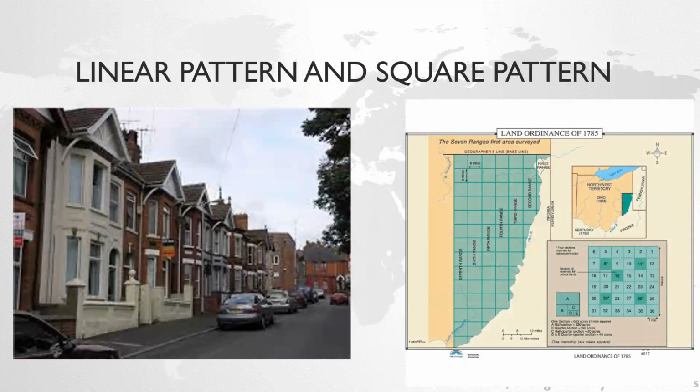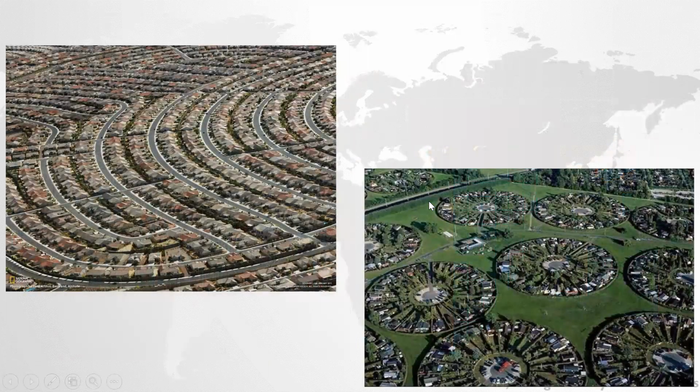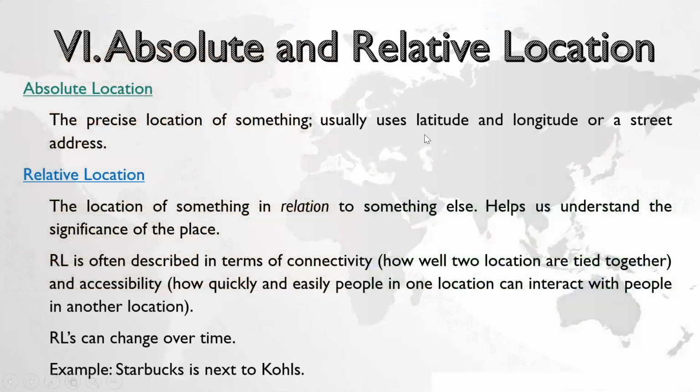So here's a visual, just a look at pattern, right? So we got a linear pattern of houses, right? Somewhere in England, maybe. Or we have square rectangular patterns, right? The Land Ordinance of 1785, for example, in the United States, right? Again, other patterns, right? This doesn't look linear, but linear pattern in the grand scheme of things, right? Circular patterns, right? So there are a bunch of different patterns. All right. Those first five concepts dealt with space.